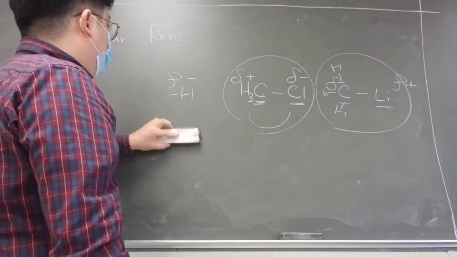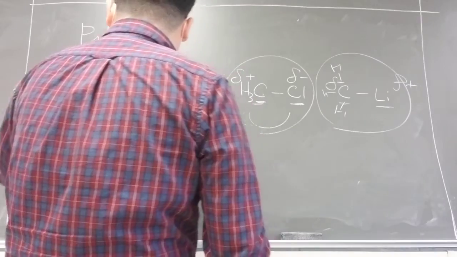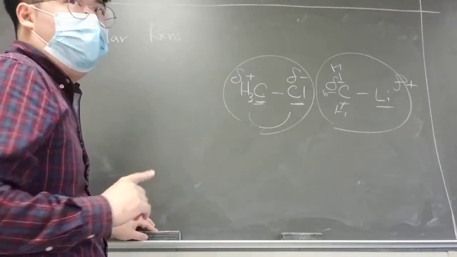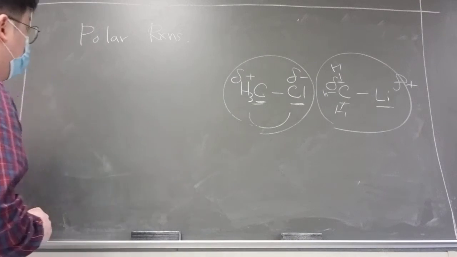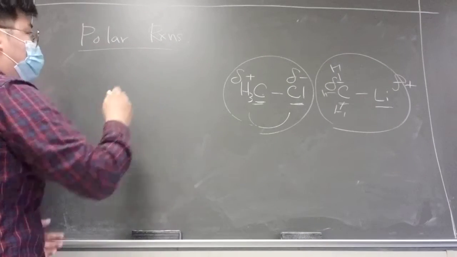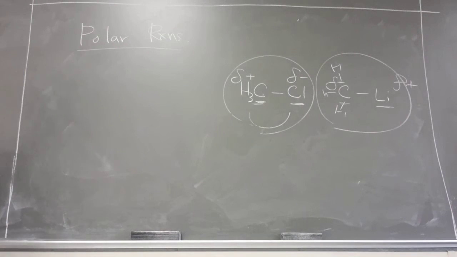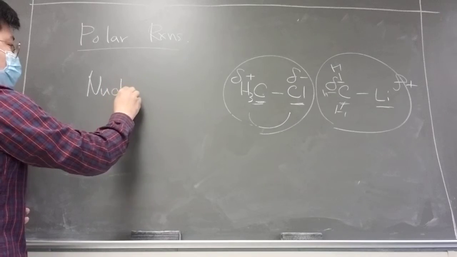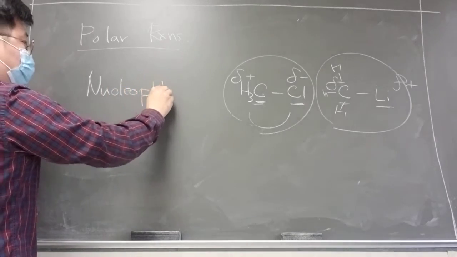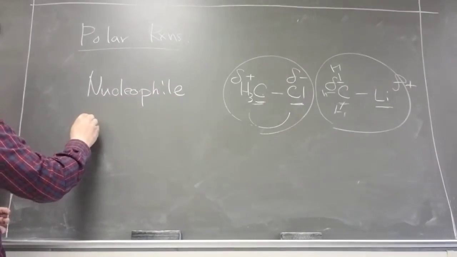All right, if that is the case, now there's one more thing I want to cover. I promise, one more thing. I will move on to the next point. So, polar reactions. There's two things you need to know. You need to identify two things in these reactions. The first one is the nucleophile. The other one is the electrophile.